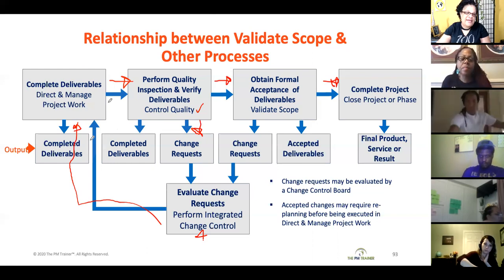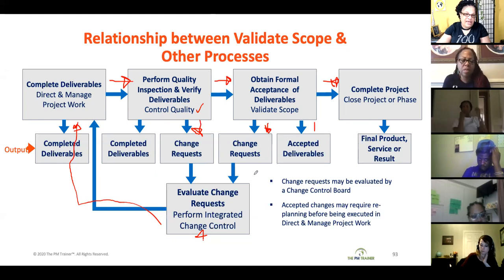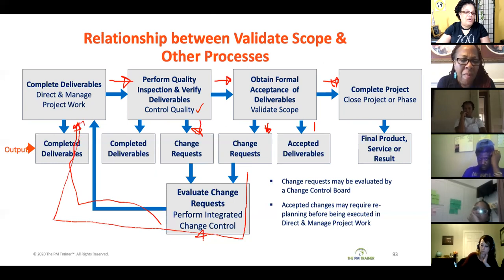If, however, they pass control quality and now you're going to your customer to validate scope, when you are controlling quality, you're making sure the deliverables are correct. And now the customer is going to look and see if the deliverables are complete. If they are not complete, again, a change request is going to be submitted. It's going to be evaluated through perform integrated change control, and it's going to go right back to your executing group for execution. So that kind of circular pattern continues until you get accepted deliverables that are then used to do the final acceptance of your project.